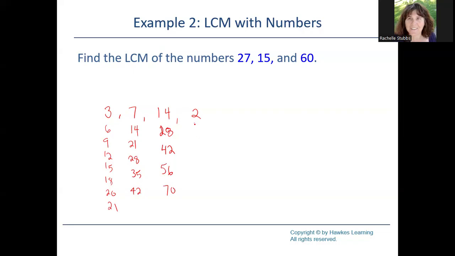2, 4, 6, 8, 10, 12, 14, 16, 18, 20. I'm looking, I've got 14, 14, 14, but no 14 here. So I haven't found one yet. Let's see, I'm like 18, no 18 there.